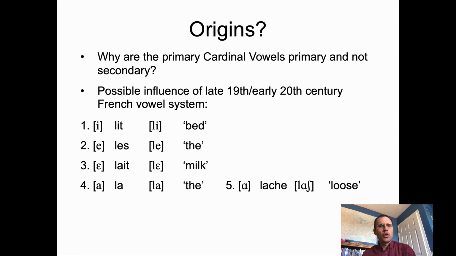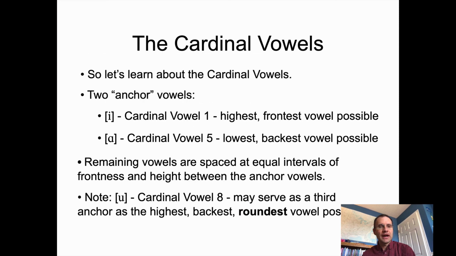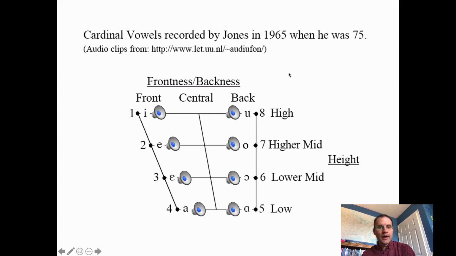I'm going to add one more point here that I forgot that's actually kind of important. So the idea here, again, is that this cardinal vowel space is kind of telling you where the limits of your vowel production system are. So this is the highest frontest vowel you can produce. Number 1. And this is the lowest backest vowel you can produce. Number 5.